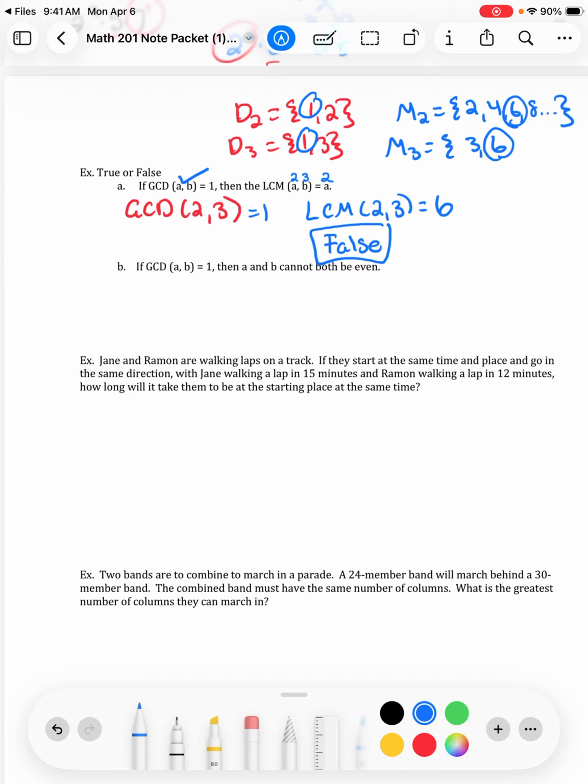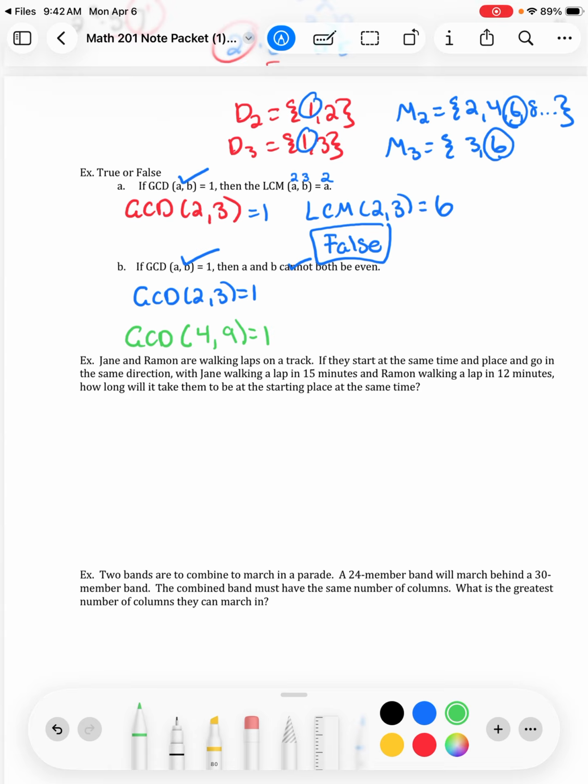Let's try another one. The GCD of A and B is equal to 1. Okay. So we know that could be my two numbers. The GCD of 2 and 3 is equal to 1. We found that up there. A and B cannot both be even. Okay, they're not both even, so that's true. Yep. Let's try another one. Let's find some other ones where 1 isn't even. So maybe like 4 and 9. They're equal to 1. Yeah, that's true.